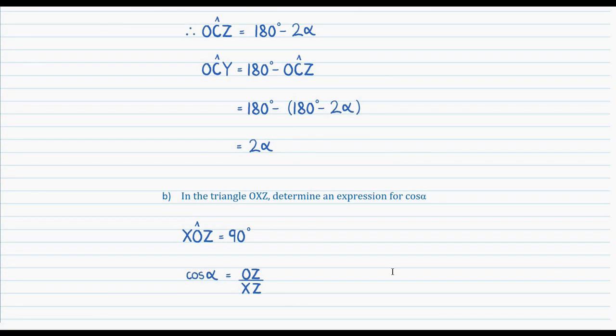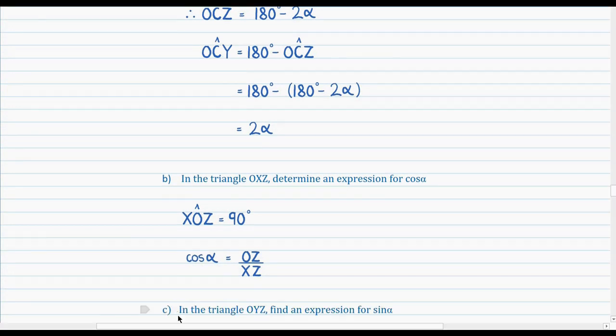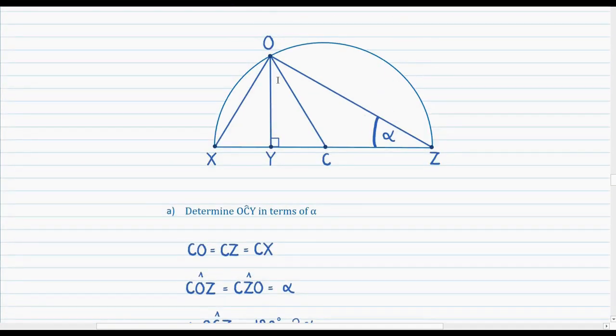Then we can look at part C. Part C says, in the triangle OYZ, find an expression for sine alpha. Since we know this is a right angle, we can just apply SOH CAH TOA, and therefore sine alpha would be equal to opposite over hypotenuse, meaning OY over OZ.